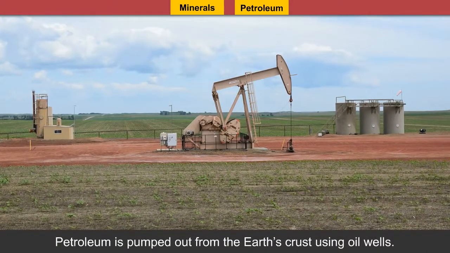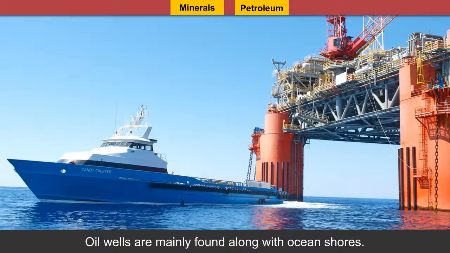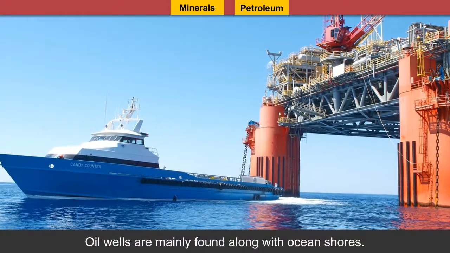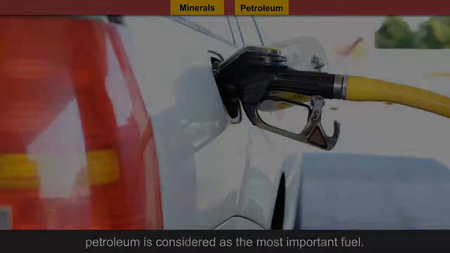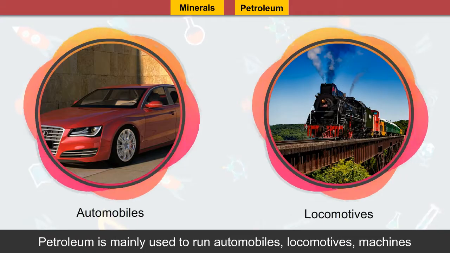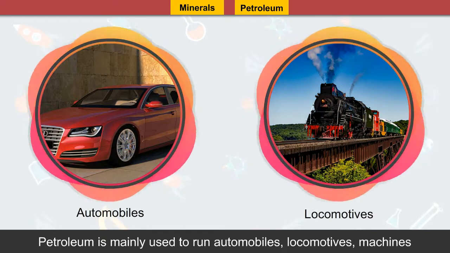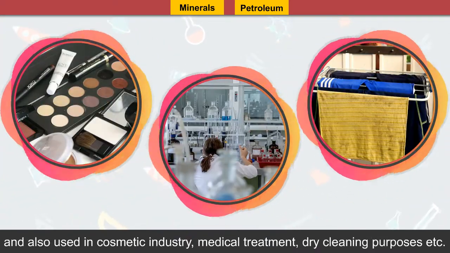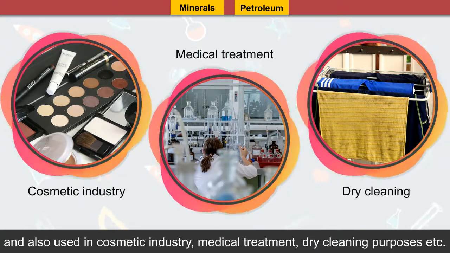Petroleum is pumped out from the Earth's crust using oil wells. Oil wells are mainly found along ocean shores. Most of the oil wells are located near the Gulf of Mexico. Petroleum is considered the most important fuel. Petroleum is mainly used to run automobiles, locomotives, machines, and is also used in the cosmetic industry, medical treatment, dry cleaning purposes, etc.